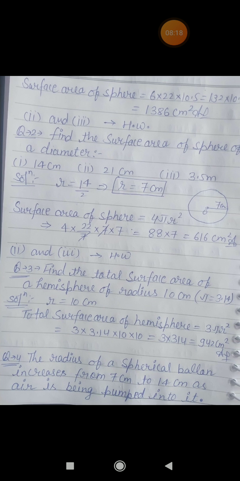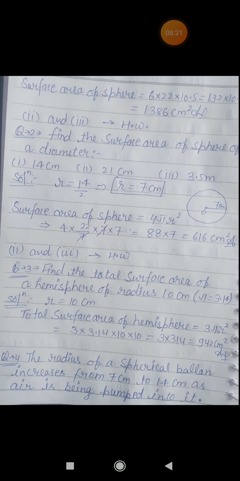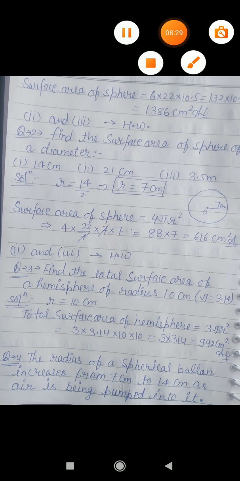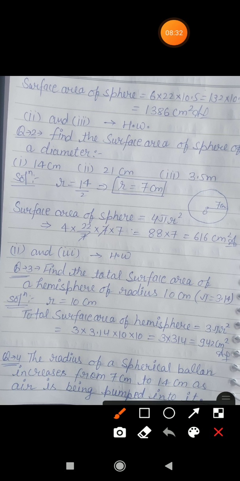Before explaining the next question, we have to discuss what you have to complete at home. Question number 1, second part and third part, are your homework. And this is the calculation of the previous question, question number 1 first part. So do this calculation: 6 into 22 into 10.5, multiply it and you get your answer. The answer is 1386 centimeter square. This is the required answer of that question.